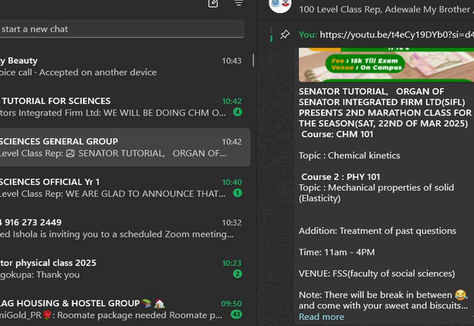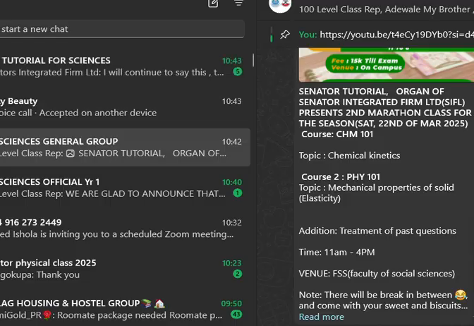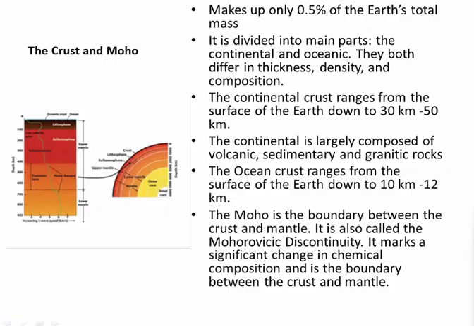So let us now look at each of the 4 regions that we have. The outer part we said is the crust. So what do we call the Earth's crust? The Earth crust makes up only 0.5% of the Earth's total mass. So you can see that the Earth crust is made up of 0.5% of the total Earth mass.